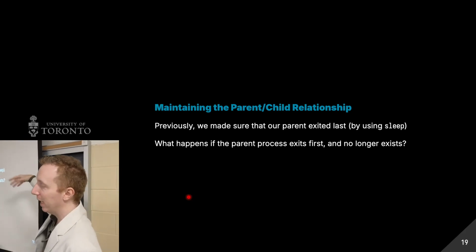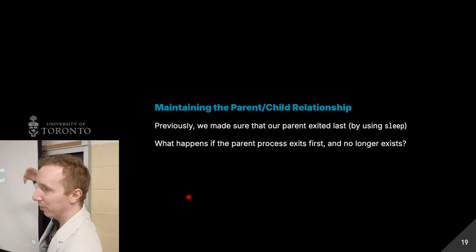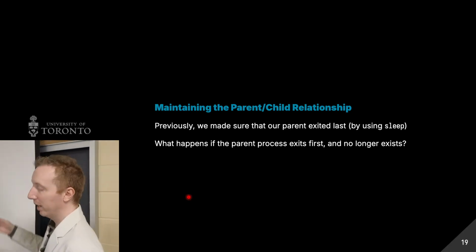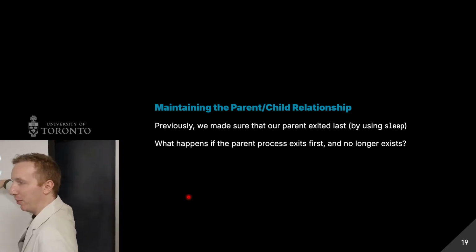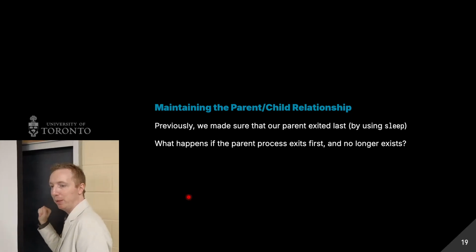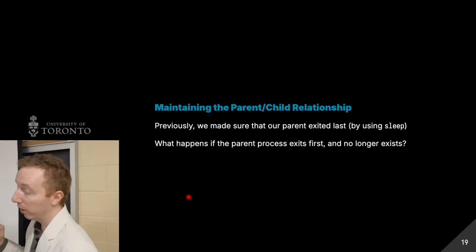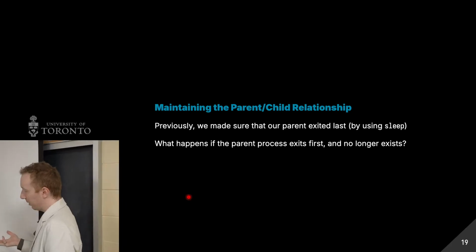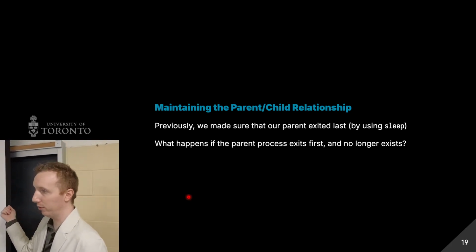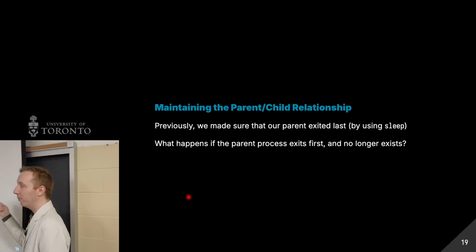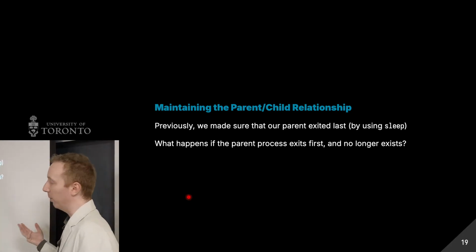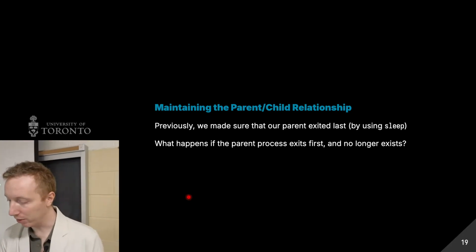You might be wondering, hey, if I can terminate a process, what happens to this parent-child relationship? Previously, you didn't notice, but there was a little sleep there. I made sure that the parent exited last by cheating a bit and using the sleep. Linux or Unix is very, very serious about maintaining this parent-child relationship between processes. And if one can exit, so one can disappear, one can cease to exist, what happens if a process exits first and no longer exists?